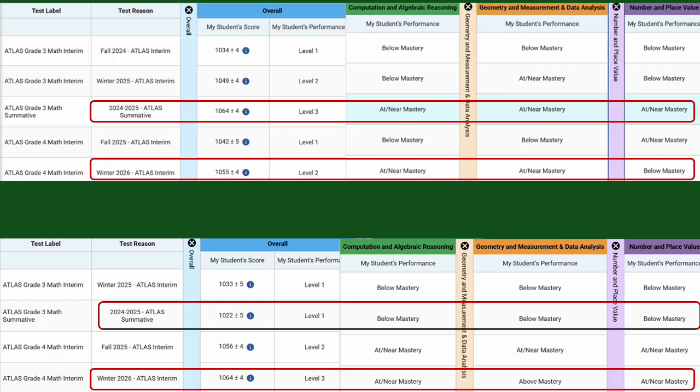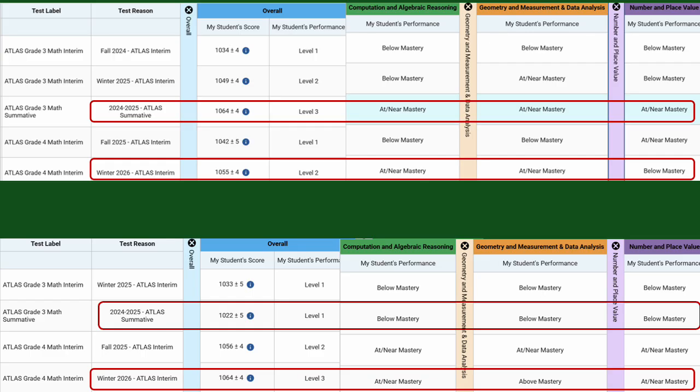Now the student on the bottom is demonstrating in the fall, they're coming in at or near mastery. So it makes you wonder, did the student get tutoring over the summer? Did they have a bad day at the end of the summative last year? I mean, this is why it's so important to look at the information in front of you, but also to put it into the context of the student over time. And what I also like to do is look at, okay, this student started the year at or near mastery in all three areas, and their score was 1,056 plus or minus 4. That means they could have scored 1,058 or as low as 1,052.